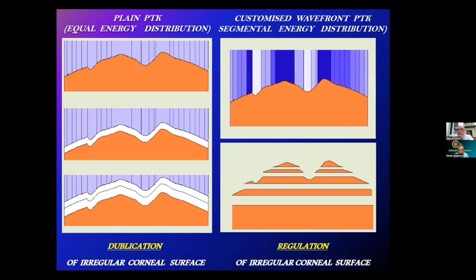Now, what's the difference between plain and customized PTK? In plain PTK, as we can see here, the energy distribution is equal on every single part of the surface of the cornea. So every part of the surface will receive exactly the same energy and will be reduced exactly like its neighbor. So there is no change in the surface. It is just duplication of the surface. It goes exactly the same surface down.